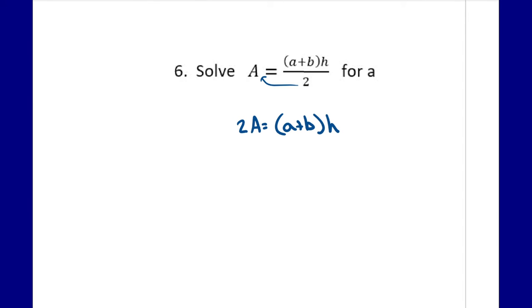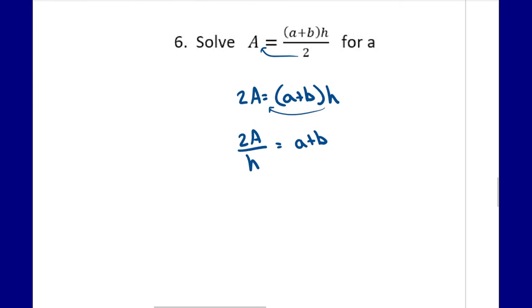Now what we have to do is get rid of the multiplying by h. So I'm going to move the multiplying by h over, and when I do that, it goes from multiplying to dividing. Final step, to get a by itself, I'm going to move the b over. When I move the plus b over, it becomes minus b. So 2A divided by h, and then we minus b from that, and we're left with a.